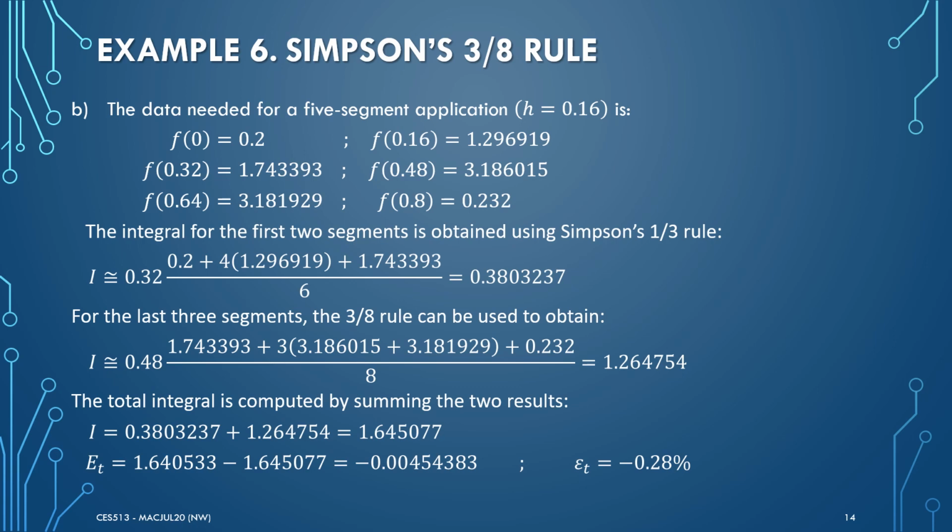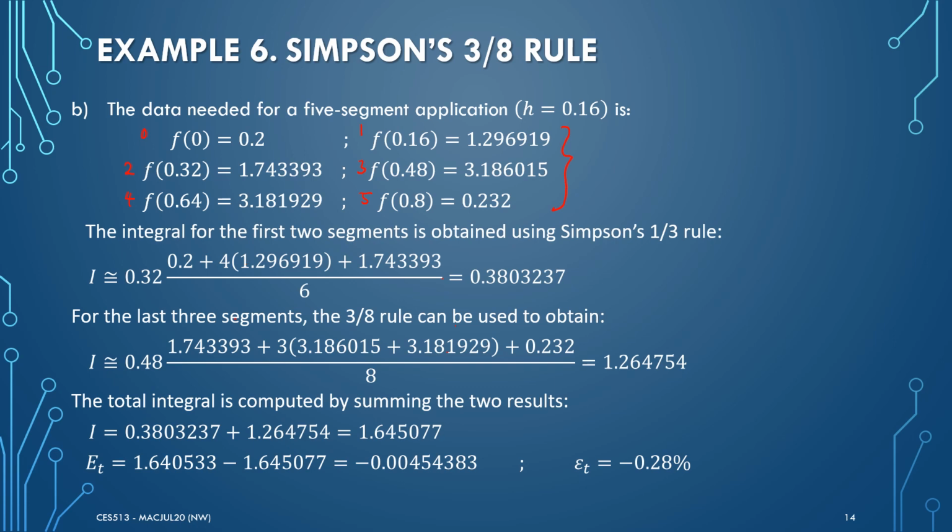Okay, next, for question b, we need to combine the Simpson's 1/3 rule and Simpson's 3/8 rule. So the data needed for a 5-segment application is 6 points. So here we have x0, f(x0), and then we have x1, x equal to 0.16, and then f(x2), f(x3), f(x4), and f(x5).